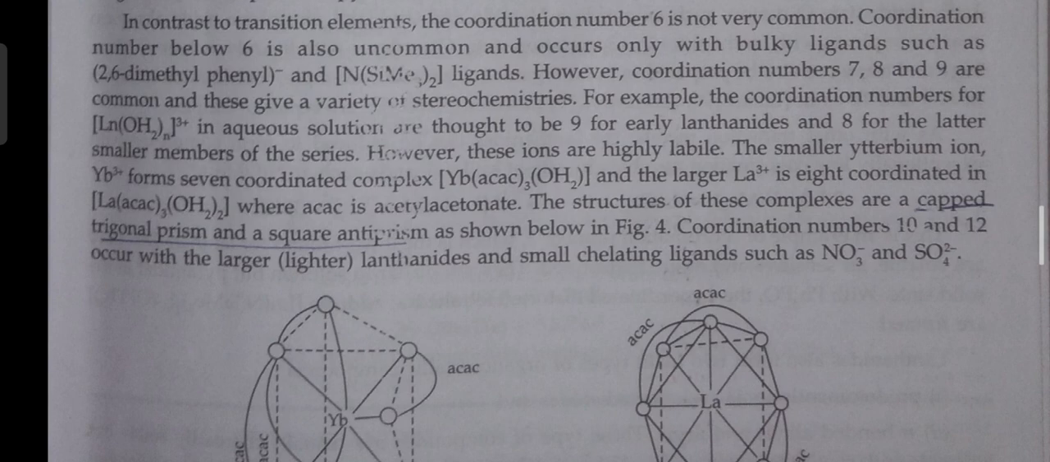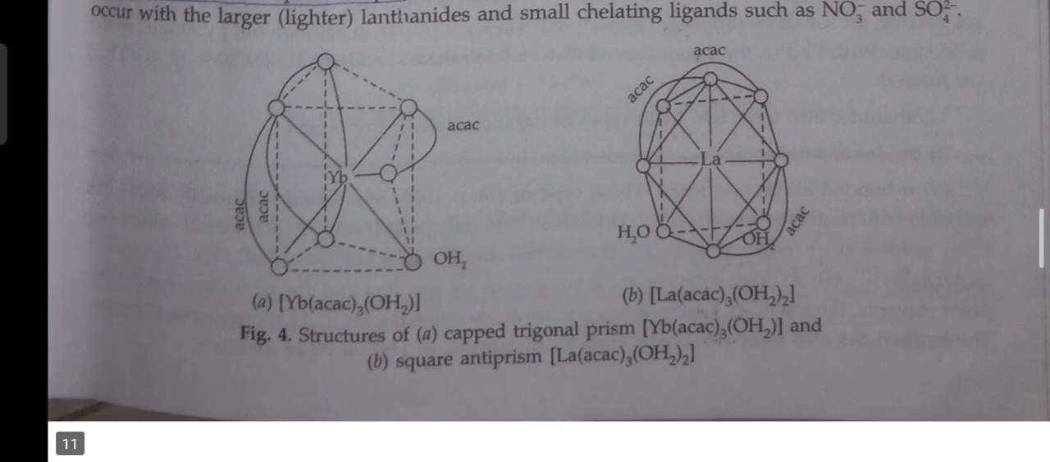However, these ions are highly labile, and the smaller yttrium ion Y3+ forms a 7 coordinated complex, and the larger La3+ is 8 coordinated. The structures of these complexes are a capped trigonal prism and a square antiprism. The coordination numbers 10 and 12 occur with larger lanthanides and small chelating ligands such as NO3-, SO4 2-.